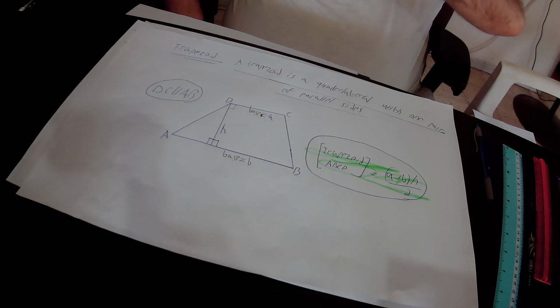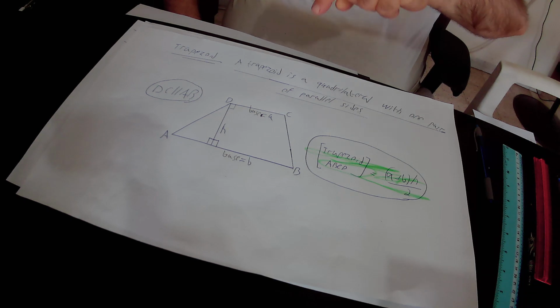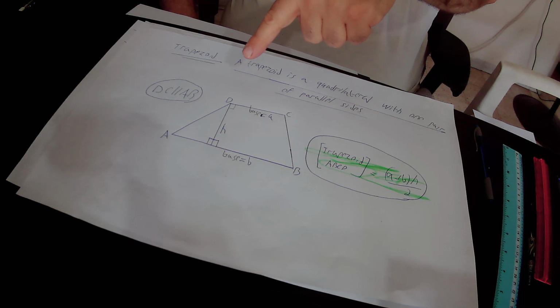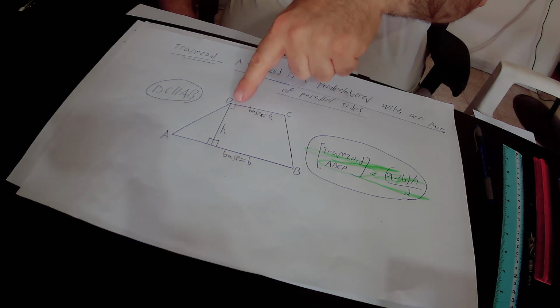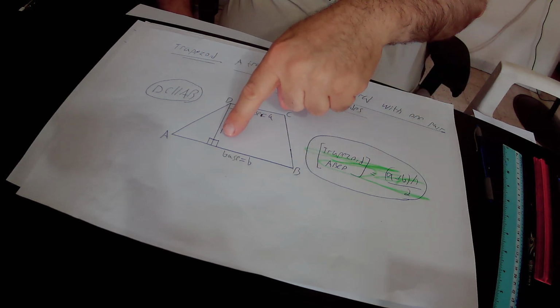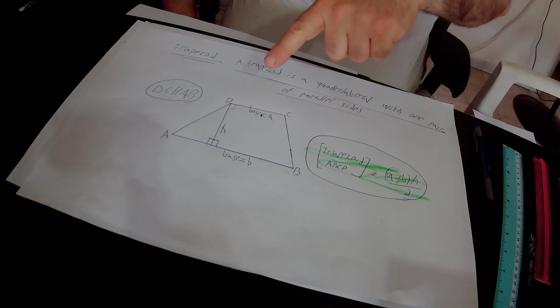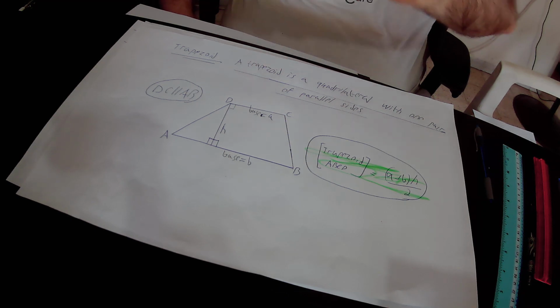The height h must create 90 degrees with the two bases. And indeed, the height h creates 90 degrees with the base DC, this angle equals 90 degrees, and it creates 90 degrees with the other base AB, because this angle also equals 90 degrees. In conclusion, the area of trapezoid ABCD equals the sum of its two bases, A plus B, times the height, h, over 2, and the height h must create 90 degrees with the two bases.